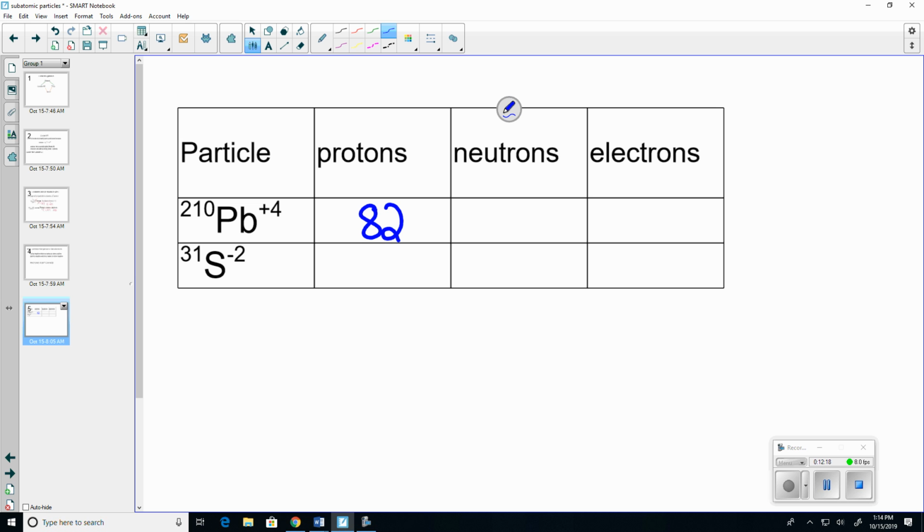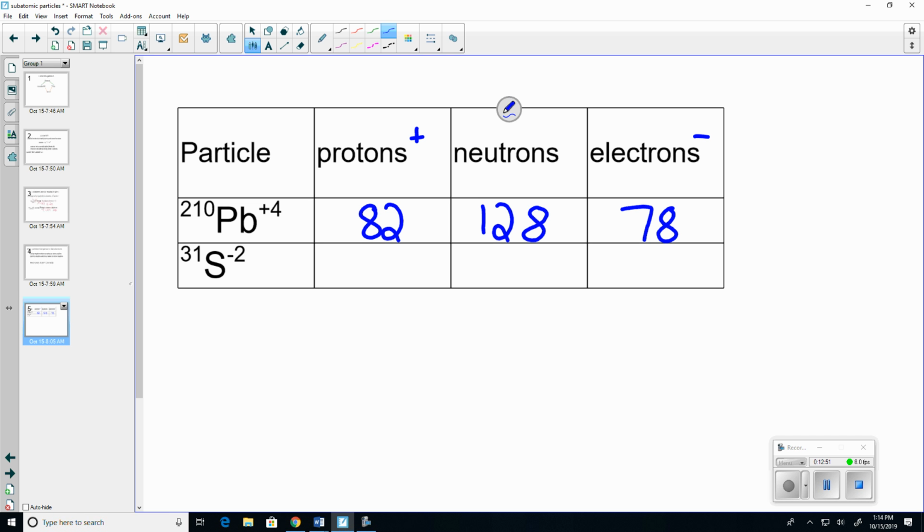Neutrons. You take the mass, 210, minus 82. 128. And the last one is what we have to be a little more careful about, the electrons. If this ion has a +4 charge, 78. Remember, protons are positive, electrons are negative, so this has more positives than negatives.